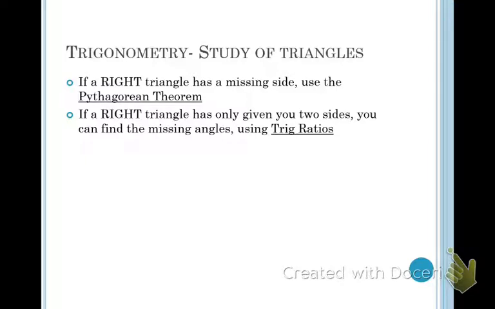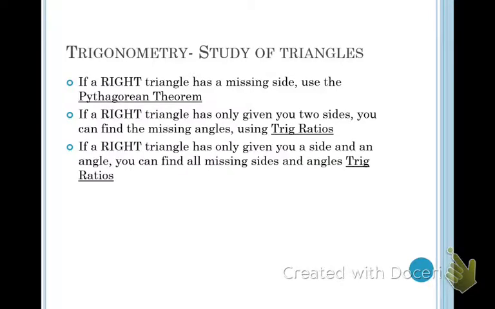All right, the second thing. If a right triangle has only given you a side and an angle, you can find all missing sides and angles using trig ratios. And I'll show you what to highlight.